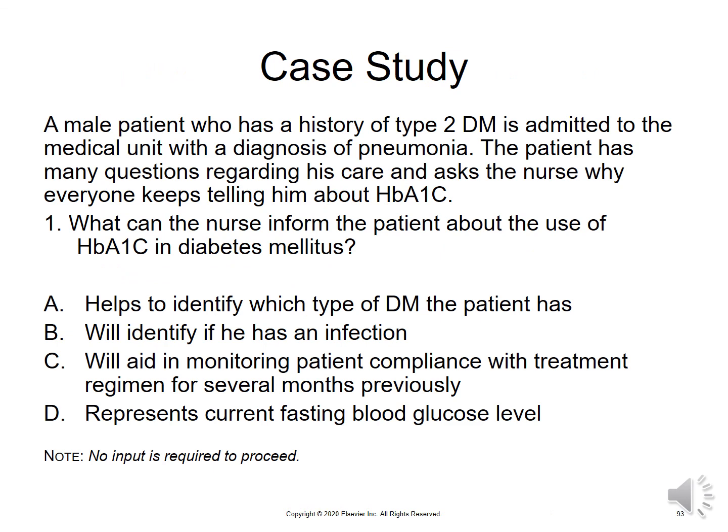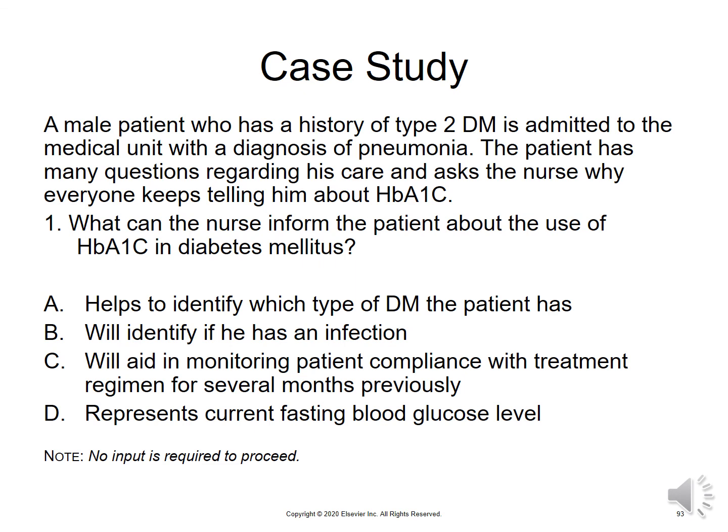A male patient who has a history of type 2 diabetes is admitted to the medical unit with the diagnosis of pneumonia. The patient has many questions regarding his care and asks the nurse why everyone keeps telling him about hemoglobin A1C. What can the nurse inform the patient about the use of hemoglobin A1C in diabetes? It helps to identify which type of diabetes the patient has. It will identify if he has an infection. It will aid in monitoring patient compliance with treatment regimen for several months previously. It represents current fasting blood glucose levels.